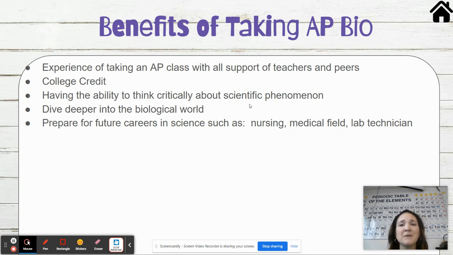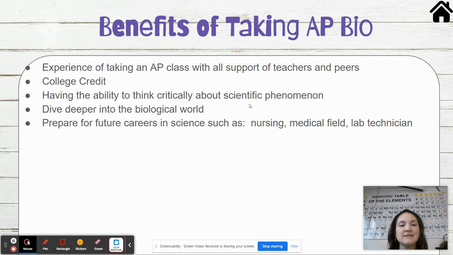Some other things that I think are important or useful in taking AP Bio is being able to think critically about some sort of scientific phenomenon. So we all know about fake news, things like that. We heard a lot about things with COVID in the news that weren't necessarily true. And so I'm hoping that when people leave my course, they can read something or listen to something on the news and be able to think critically about it. Like, does this make sense? And be able to draw your own conclusion.